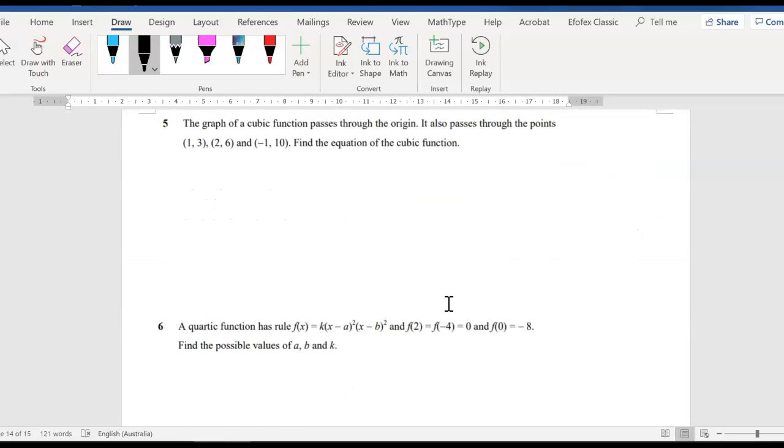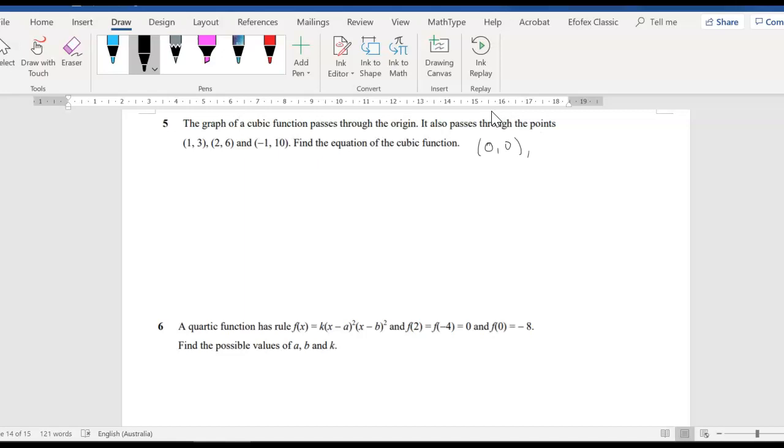So the graph of a cubic function passes through the origin. So remember the origin is (0, 0). So I'm going to just write that down. It also passes through the points. So we've got 3 other points that it passes through. Find the equation of the cubic function. All right, so we've got (0, 0) and all those. I'm not going to write them again.